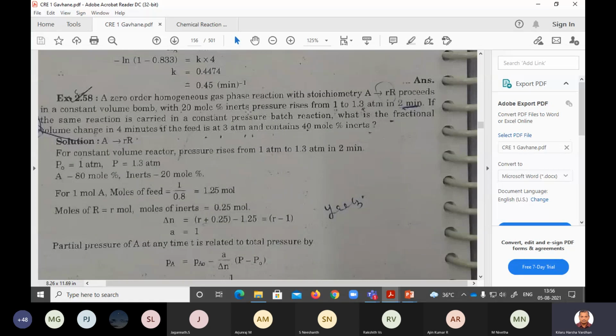It is just the reverse, right? The earlier case was giving you constant pressure and the volume was changing, but here, since you are putting it at constant volume, the pressure is changing. If the same reaction is carried out in a constant pressure batch reactor, what is the fractional volume change in 4 minutes? So he's asking you V minus V naught by V naught. In the earlier case, he gave you V minus V naught by V naught and asked what is the time required. But here he's asking you to calculate this in 4 minutes. If the feed is 3 atmospheres and contains 40% inerts. Please write it fast.